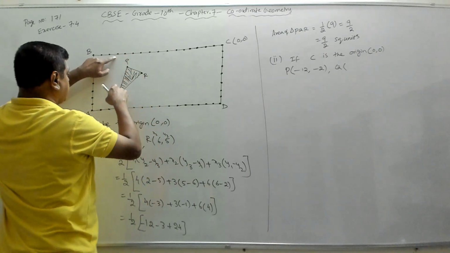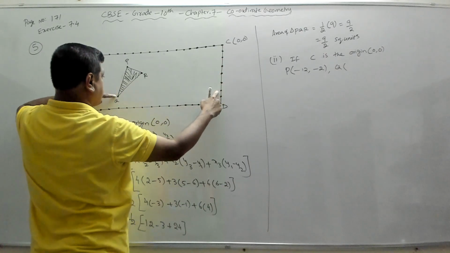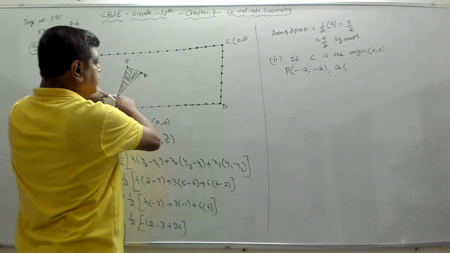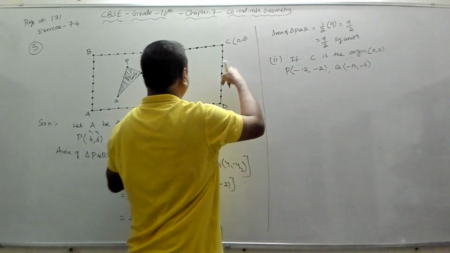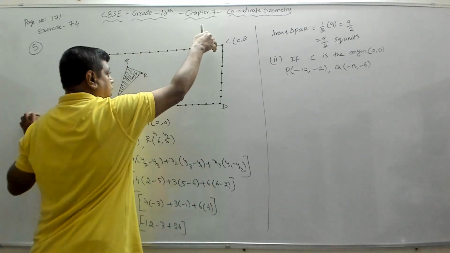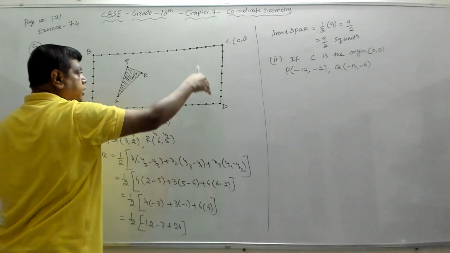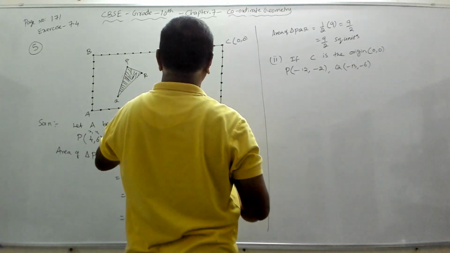Then Q will be 13 and this point will be 1, 2, 3, 4, 5, 6. So it will be minus 13, comma, minus 6. Why are we putting negative? Because this is the negative side of the x-axis and this is the negative side of the y-axis. It's going down.